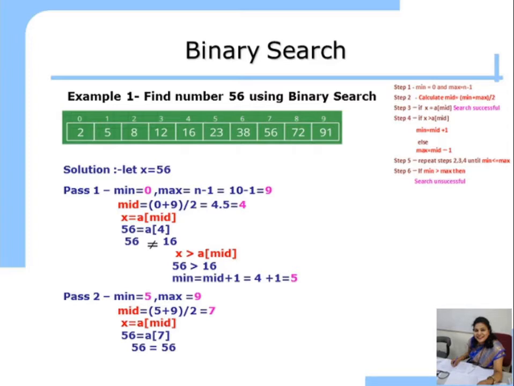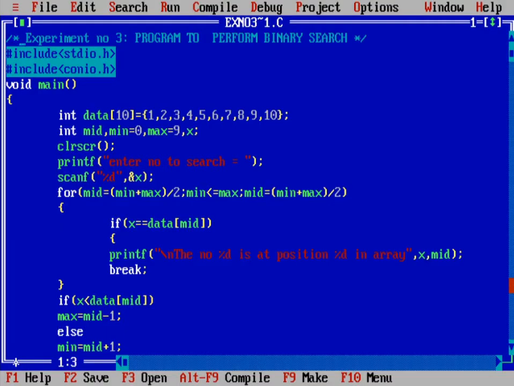So we found the 56 at which location? Mid location. What is mid? 7. So therefore x equal to 56 is found at the 7th location. Now this is a program for binary search.